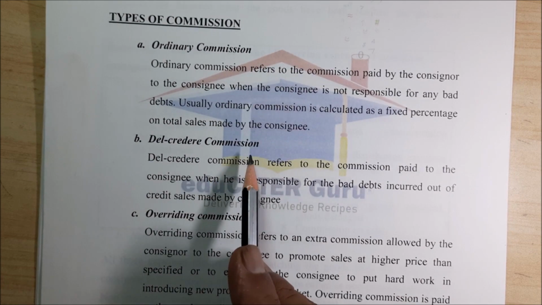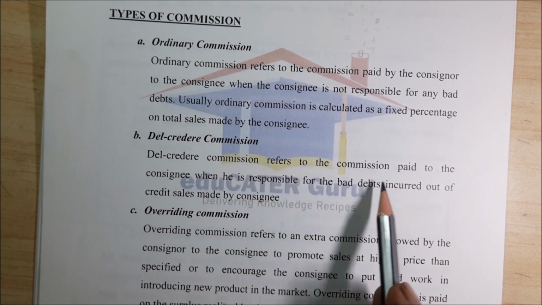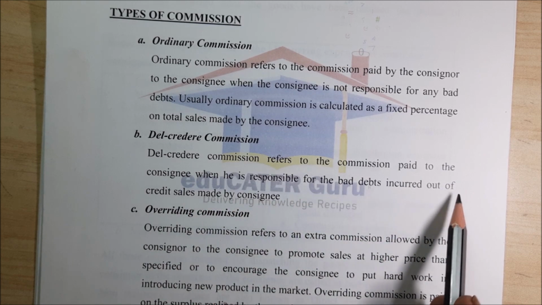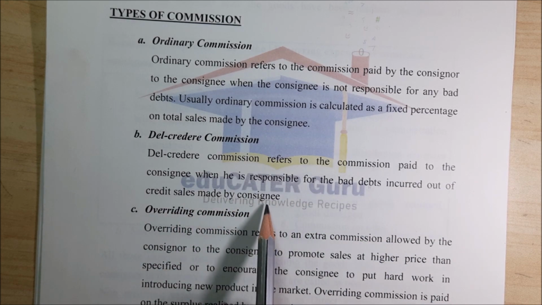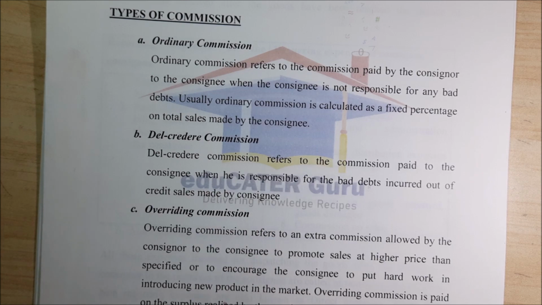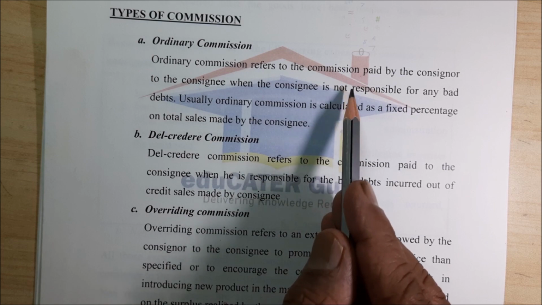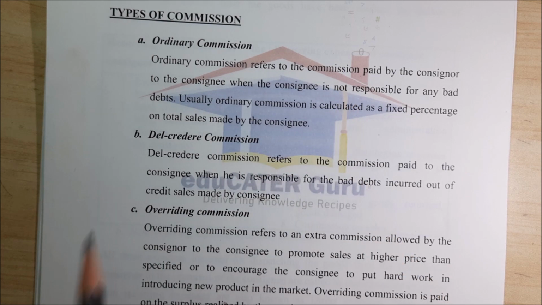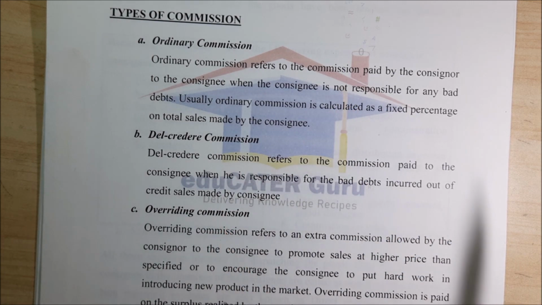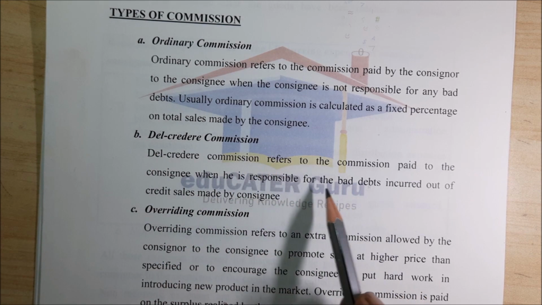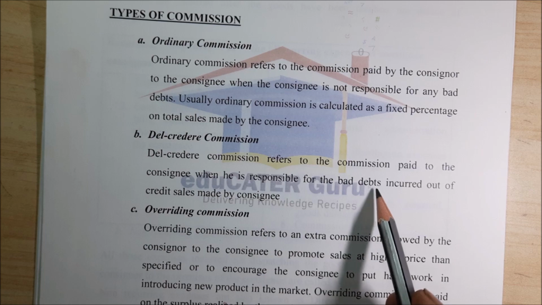What is del credere commission? Del credere commission refers to the commission paid to the consignee when he is responsible for the bad debts incurred out of credit sales made by the consignee. I told you that 5% plus 3%. If you are getting only 5%, with no other remuneration, you are not going to take responsibility for bad debts. With 5 plus 3, you are getting an extra 3%. That 3% is called del credere commission. That means you are going to take the responsibility of bad debts, right?